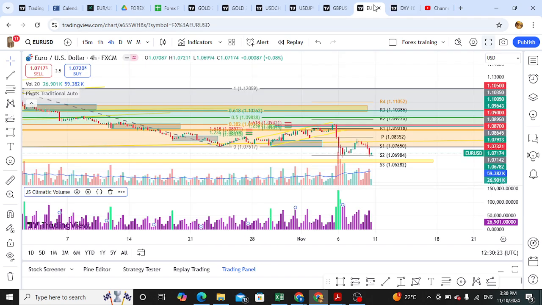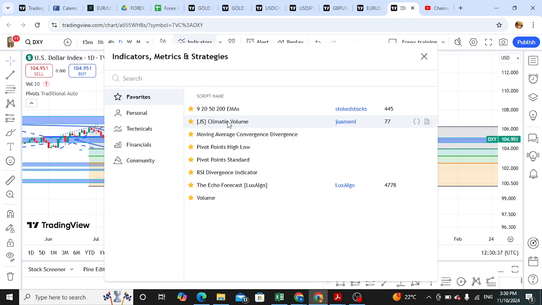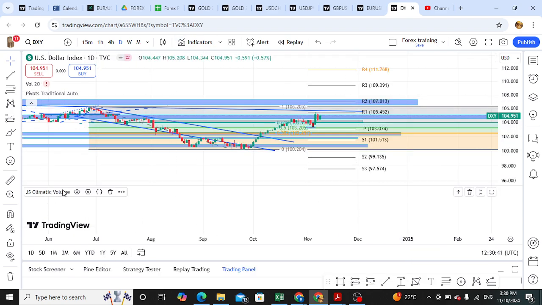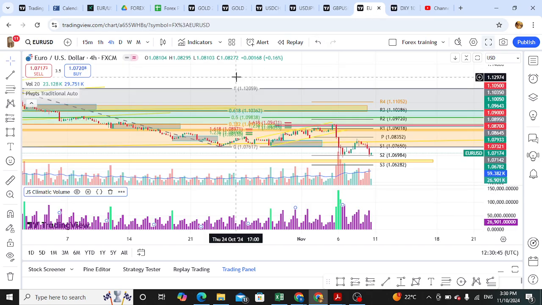If we go to the Euro USD, we will find this normal default volume indicator here, this one. And there is the JS climatic volume, which is this one. If we try to put the JS climatic volume here, see, nothing appears. So this is one. Let's move now to the Euro USD.